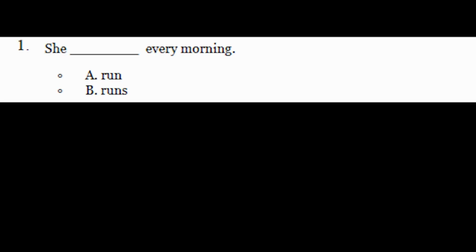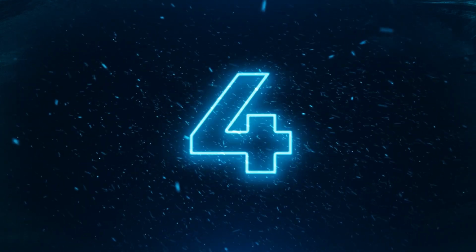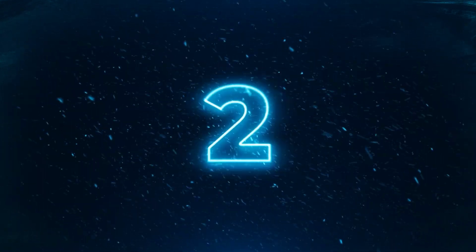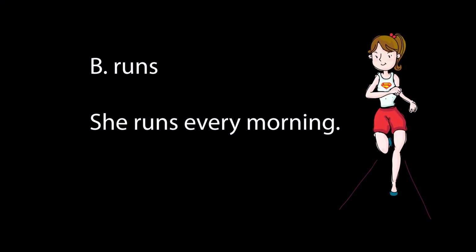Number 1, she blank every morning. Now, is the answer A or B? 5, 4, 3, 2, 1. The answer is B, runs. Did you get it right? She runs every morning. Awesome.